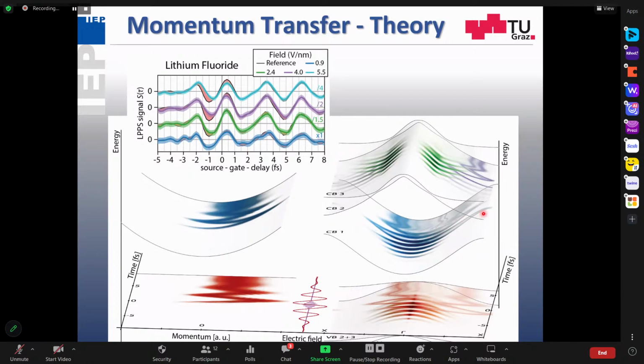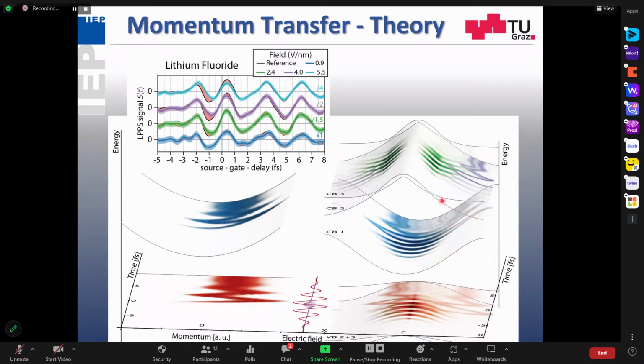If the gate field is strong and pushes the carriers to the Brillouin zone edge, some of this coherent population of this wave packet couples to the higher conduction bands. And then it gets messy, because if the electric field, the gate field, turns around, it suddenly drives a current in different conduction bands with different curvature.